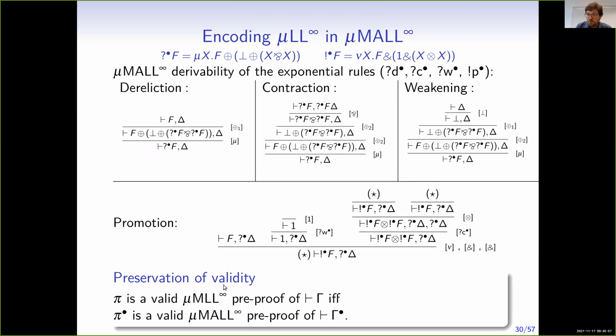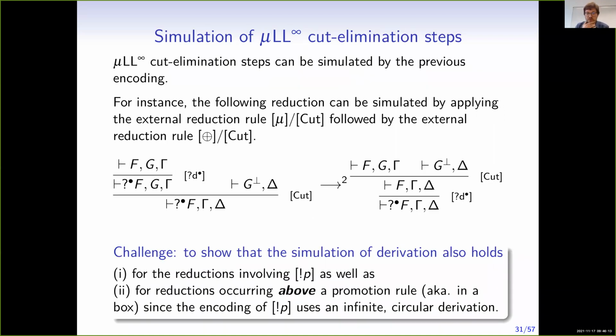But we have a property of preservation of validity, in the sense that if pi is a valid μLL infinite proof of gamma, then its translation is a valid μMALL proof of the encoded sequent. And this is an if and only if statement, which will be important.